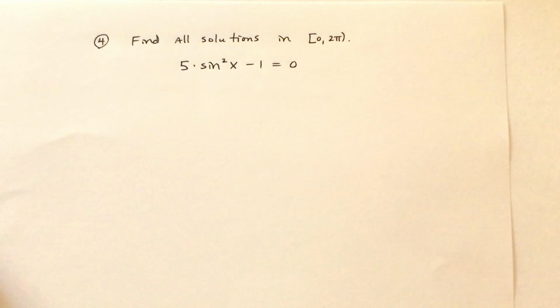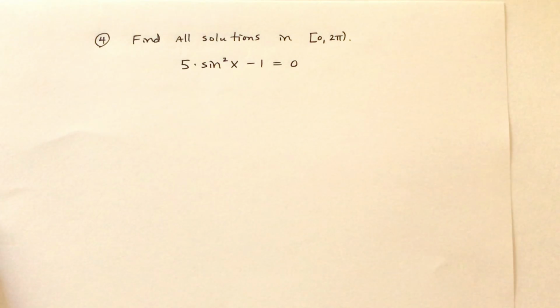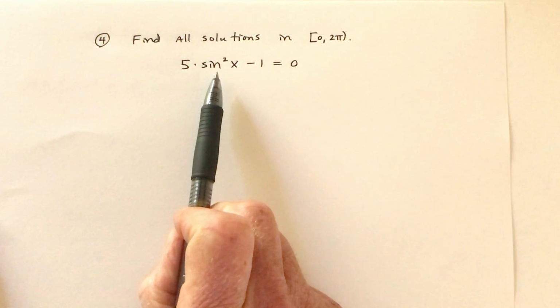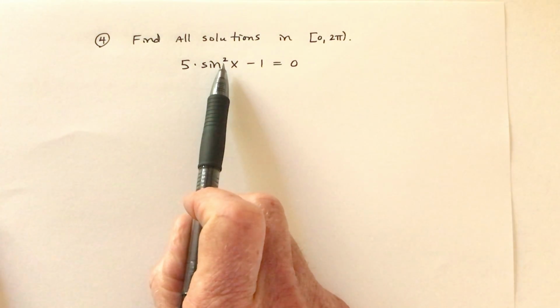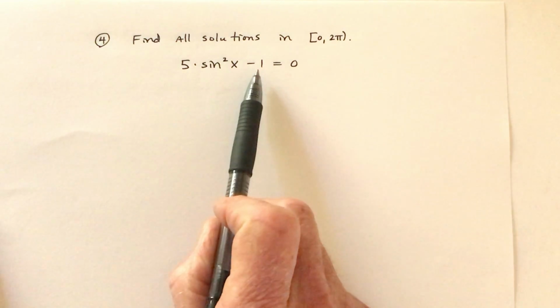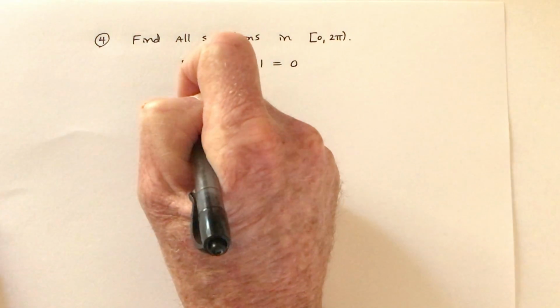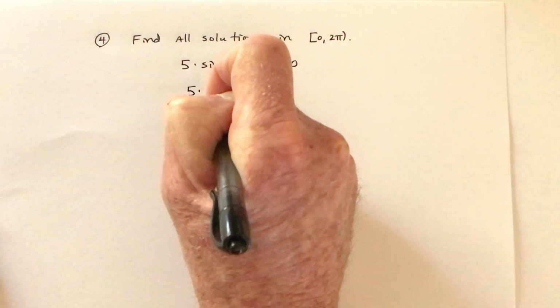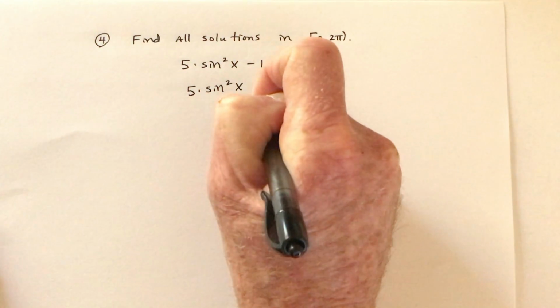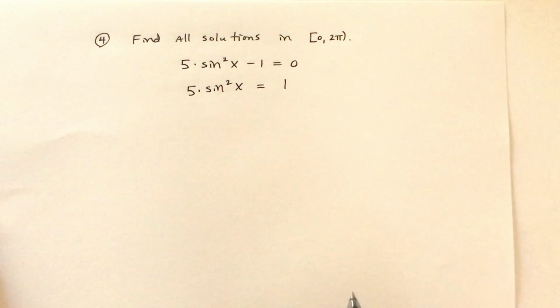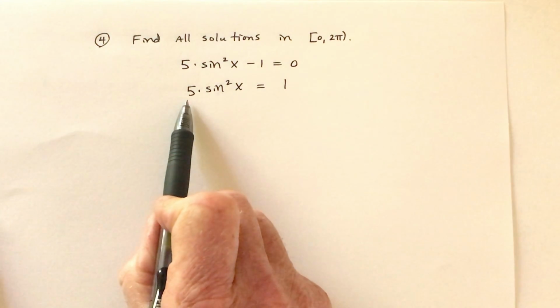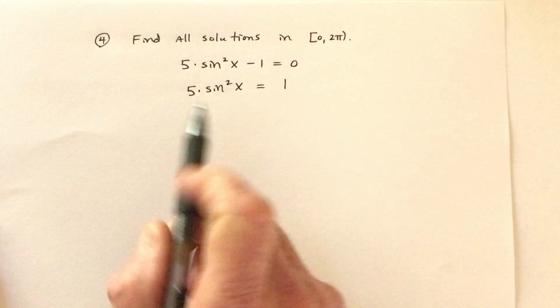Okay, here we go. So in order to solve, I need to isolate the sine. So I'll have to get rid of the square, I'll have to get rid of the 5, and I have to get rid of the negative 1. The negative 1 goes first, so add 1 to both sides. So now it equals positive 1. Next, divide both sides by 5.